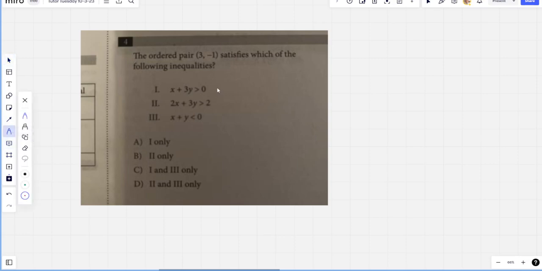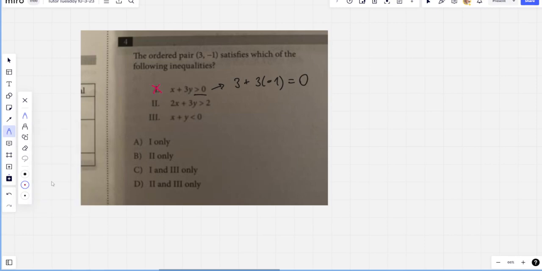I mean, we can just check, right? Let me pick a better color than that. Like black. 3, negative 1. Let's just literally plug it in here and see if it works. 3 plus 3 times negative 1 is equal to 0.